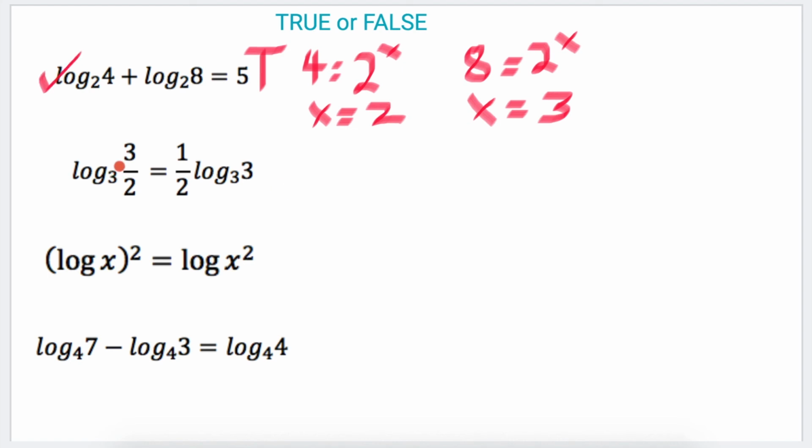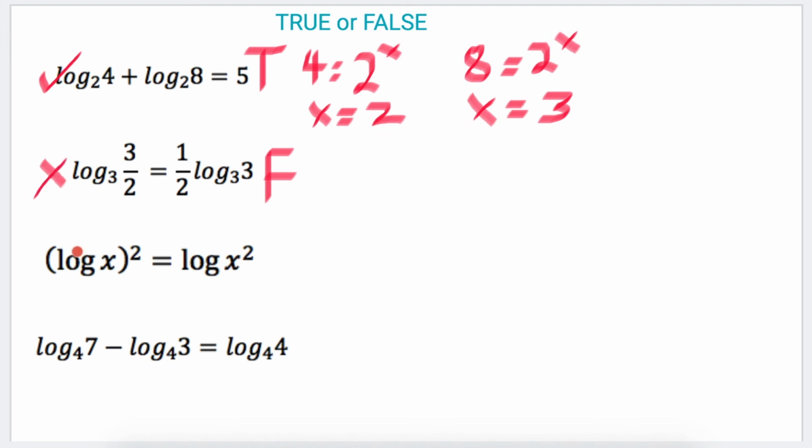We have log base 3 of 3 halves is equal to a half log base 3 of 3. So in this statement, what happened was a half was factored out from this fraction here. Now that is false. You cannot factor out a number from this term here and make it a coefficient. The only way you're going to get a coefficient here is if the half was the exponent of 3. So that second statement is false.